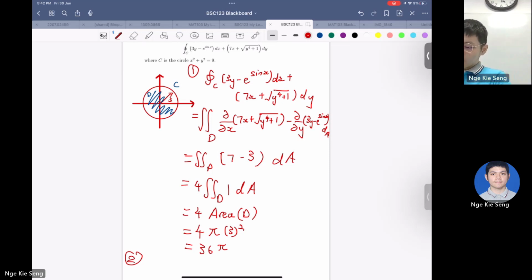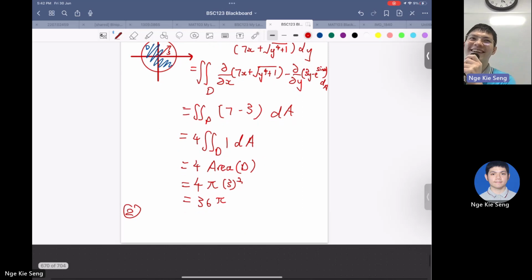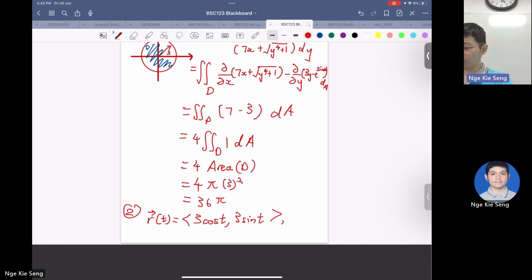Okay, so how do you parameterize the curve? Polar coordinate, right? So what's the vector function here? Radius is 3. 3 cos theta and 3 sin theta. Okay. So theta is going from 0 to 2 pi. So what is r prime t in this case? Minus 3 sin t and 3 cos t.